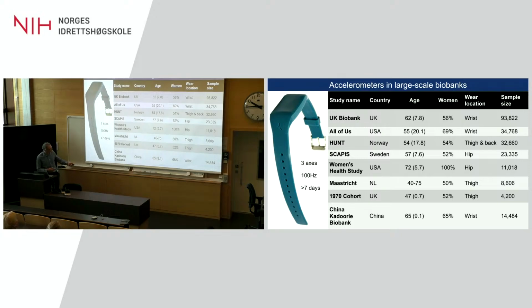One I want to highlight is the China Kadoorie Biobank. We've actually collected data in about 20,000 people. Again, for just a genetic analysis, that was a 14,000 person overlap. But there are lots of large-scale resources out there now, many of which have raw accelerometer data, which becomes just a fantastic playground for someone like myself, who thinks of myself as a data scientist and a methods developer.